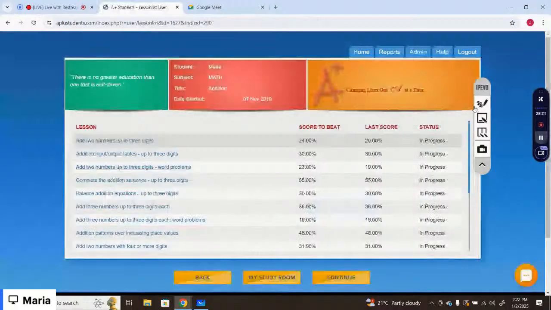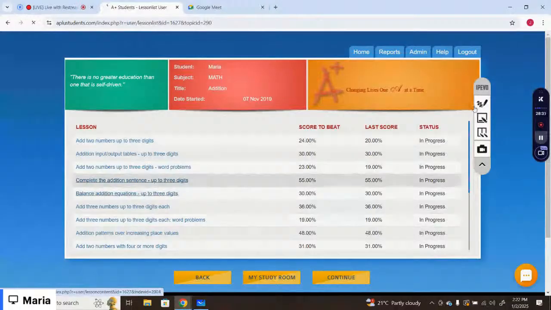The next lesson is add two numbers up to three digits word problems. Word problems you have to do on your own. The next lesson is complete the addition sentence up to three digits.